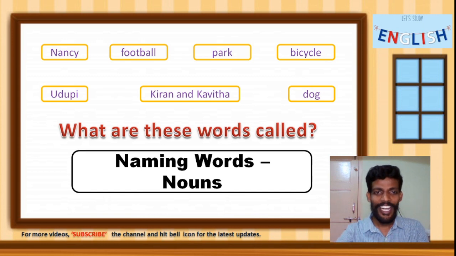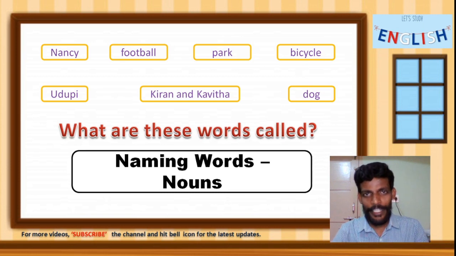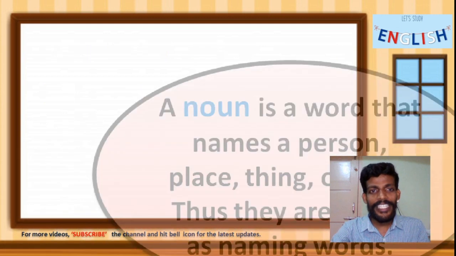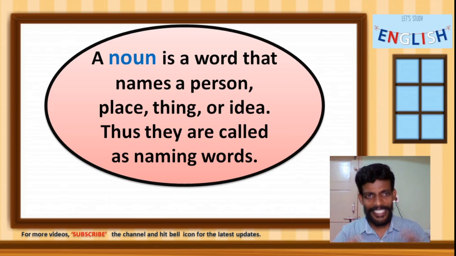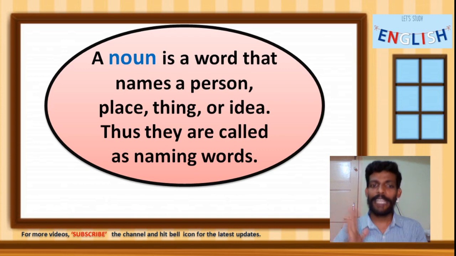I'm sure now you will be able to define the noun with the help of the examples that we have discussed previously. Yet I will also help you out with that. So, what is a noun? In a simpler form, a noun is a word that names a person, place, thing, or idea. Thus, they are called naming words. Basically, a noun is a naming word.